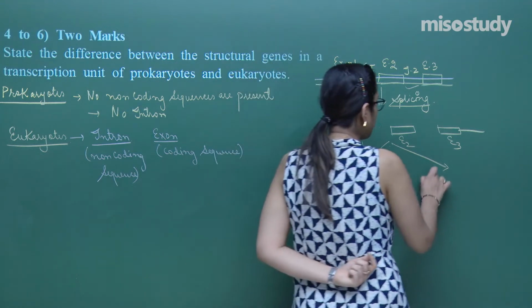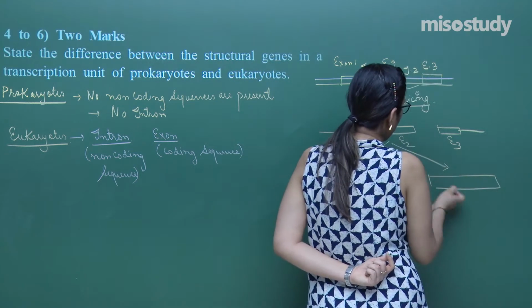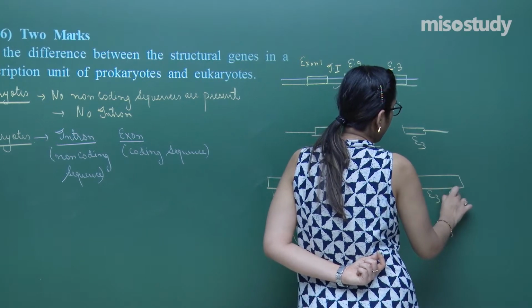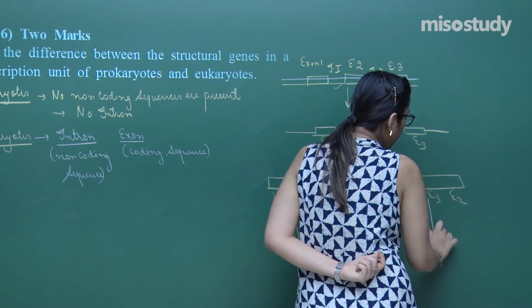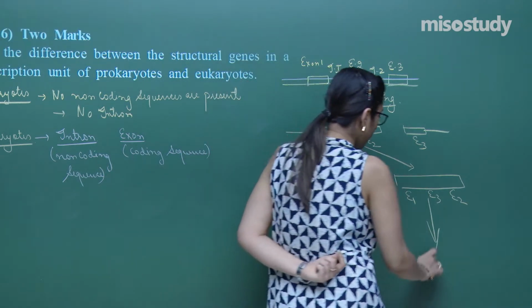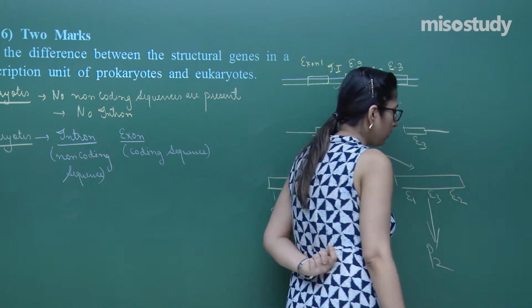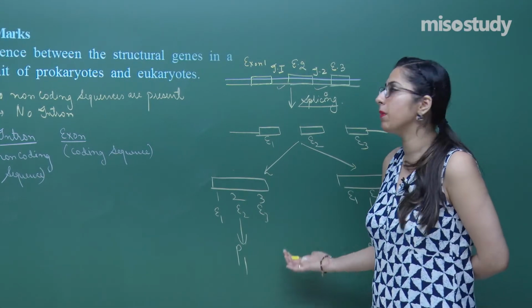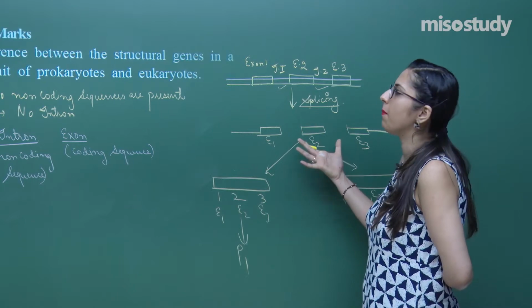Let's talk about a situation in which there is a first E1 formation, after that the E3 is there and the E2 is there. When they translate into a protein, a different type of protein will be formed, that is called P2. So hope you are getting what I am trying to say. A different kind of protein can be formed from the same mRNA.